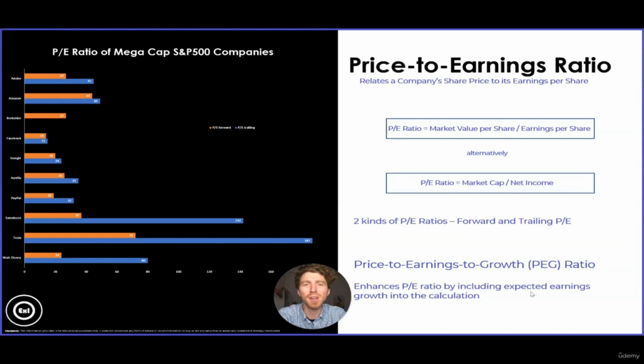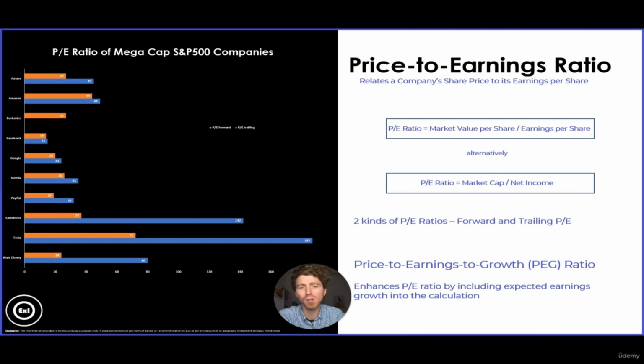In this lesson, I want to explain to you the price to earnings ratio, often referred to as the PE ratio. This instrument relates a company's share price to its earnings per share. There are two different options for how to calculate the PE ratio. The first one is that you take the market value per share and divide it by earnings per share. Alternatively, you can calculate the PE ratio by taking the market cap of the company you want to invest in and dividing it by the net income.